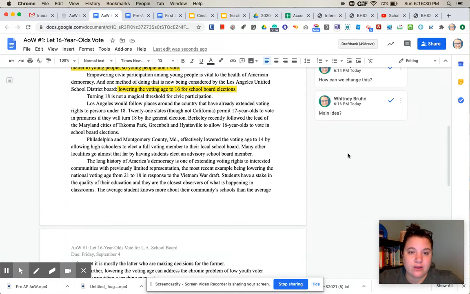Philadelphia and Montgomery County, Maryland, effectively lowered the voting age to 14 by allowing high schools to elect a full voting member to their local school board.